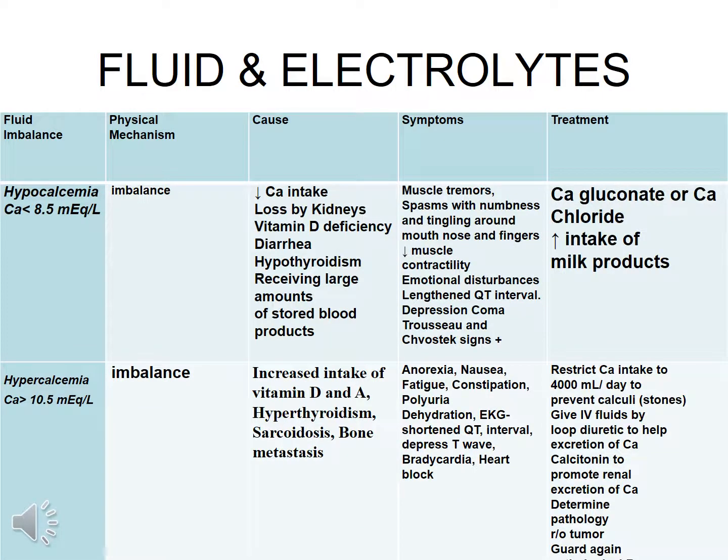Individuals that have hypocalcemia, usually caused by a fluid and electrolyte imbalance. Causes are decreased calcium intake or calcium lost by the kidneys, vitamin D deficiency, diarrhea, hypothyroidism, individuals receiving large amounts of blood products such as in a trauma. Some of the symptoms are muscle tremors, spasms, numbness and tingling around the mouth and fingers, decrease in contractility of the muscles, emotional disturbances, EKG changes. They can go into a depression and coma.